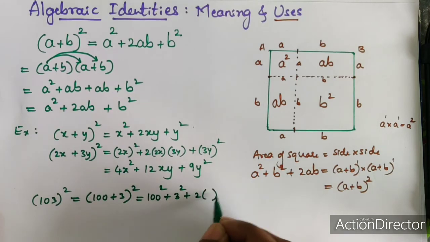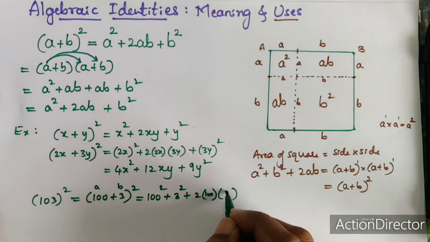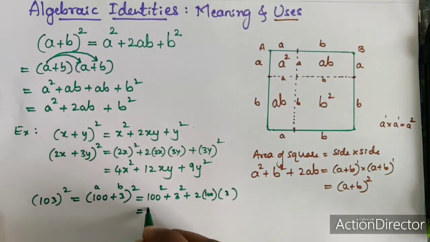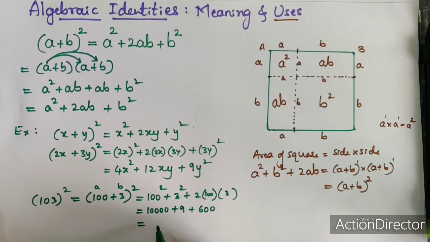Then 2 into a and b. Your a is 100 and your b is 3. So 100 into 3. So 100 square is 10,000 plus 3 square is 9. Then 2 into 100, 200 into 3, 600. So now your answer will become 10,609. So this will be very easy to find the square of any number.